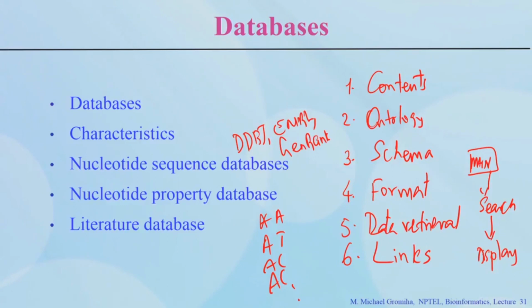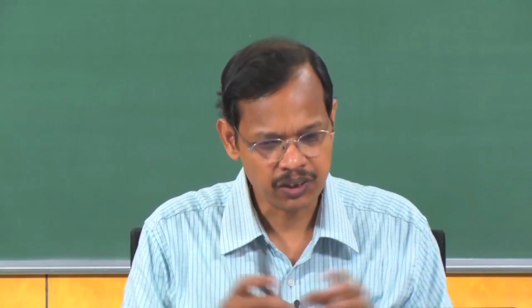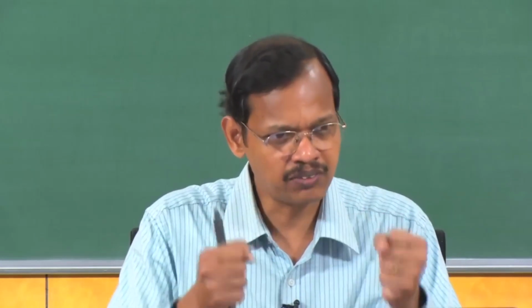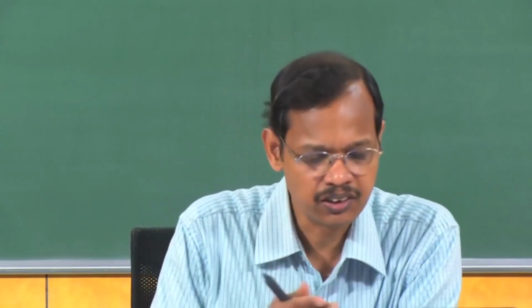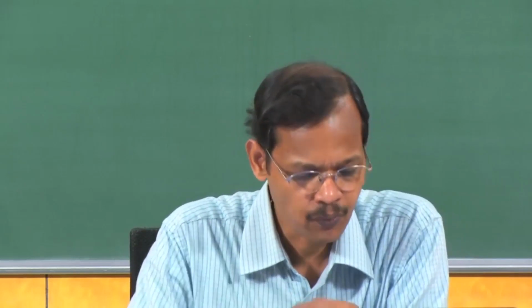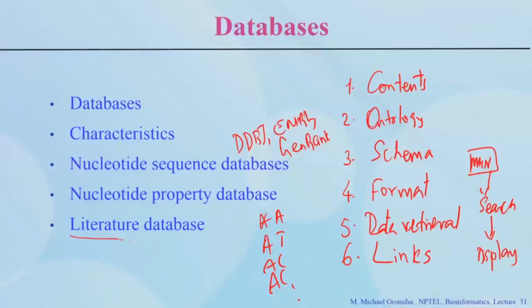You can use this information available in the database to see, if you have any sequence, what is the average flexibility or average rigidity, because sometimes the DNA should be flexible enough to interact with the protein. So, you can see this if you use the data from this nucleotide property database. The literature database: what is the major literature database for biology?